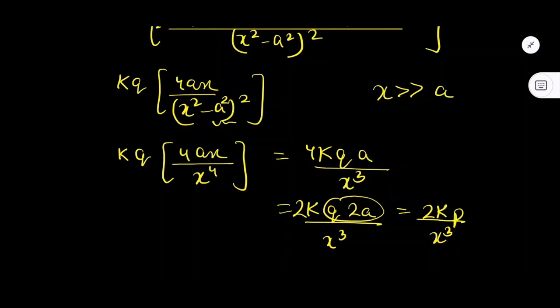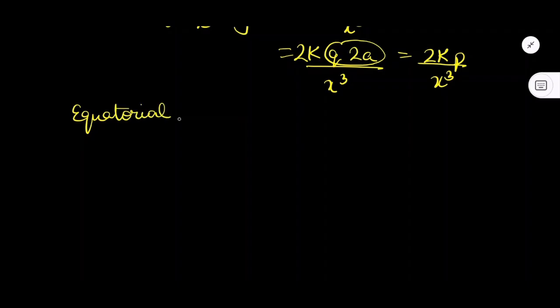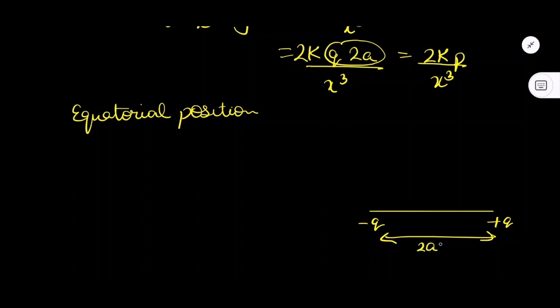Okay, now let's move on to another part. We have to find the electric field due to the dipole at the equatorial position. So again we can have the configuration of minus q and plus q charges separated by 2a, and the point P is at the equatorial position.